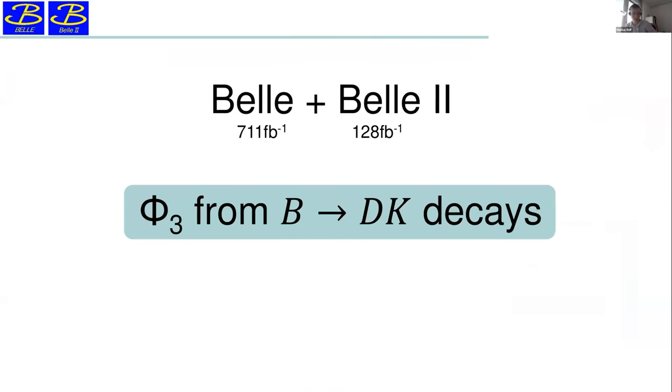Okay, then let's start with the actual first analysis. This is a combined measurement of Belle and Belle II. In the Belle II software, we have the possibility to import Belle data, and then we can do these combined analyses. This is about a measurement of the CKM angle phi 3 from B to DK decays.